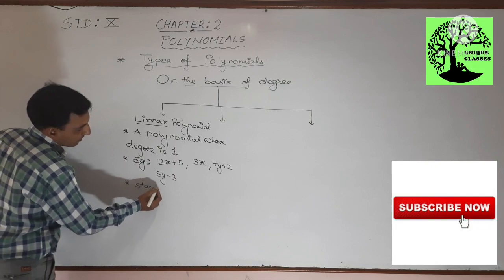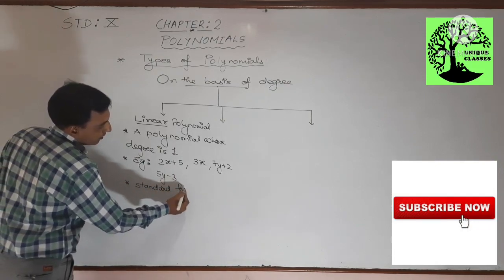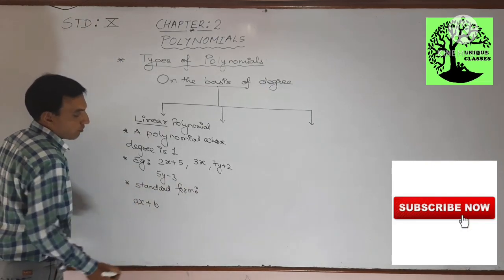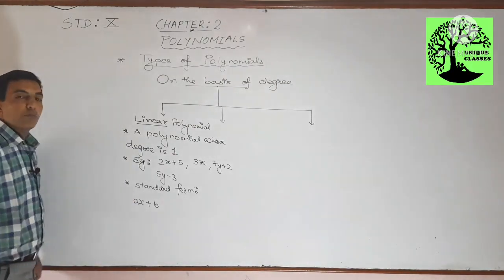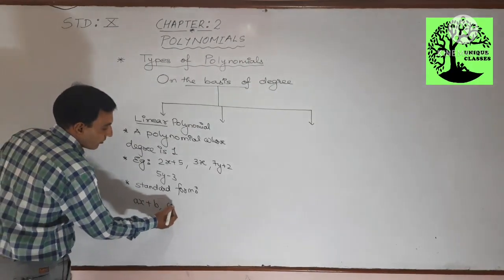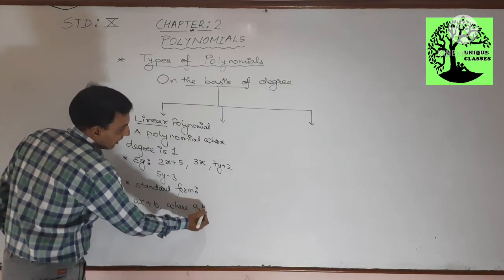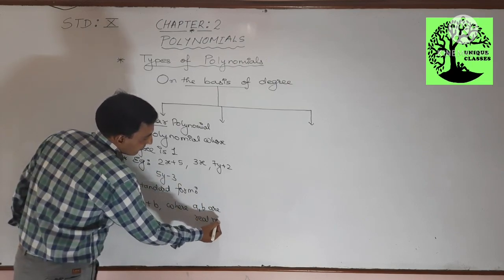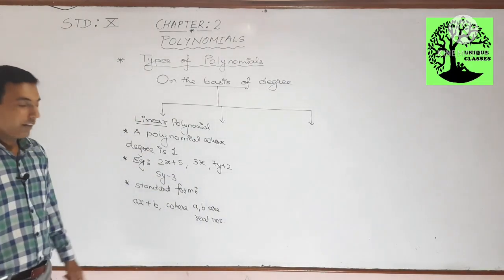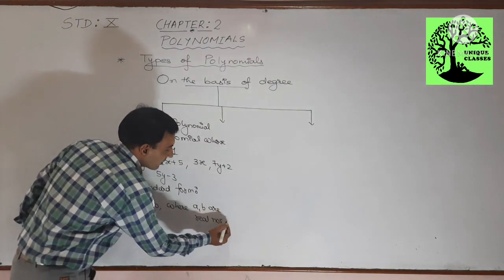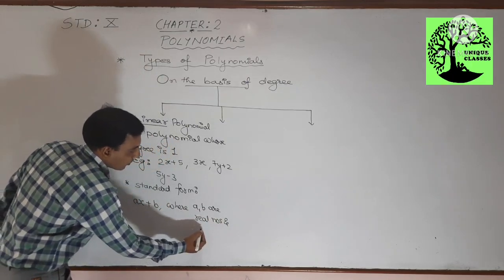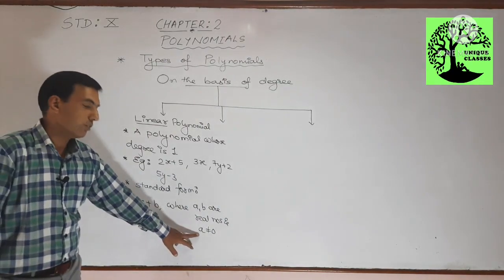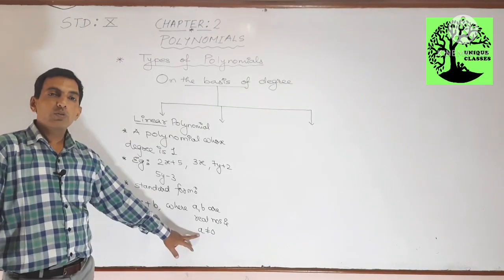So, standard form for linear polynomial is ax plus b, student. This is the standard form for linear polynomial, where a and b are real numbers. Yes, they are real numbers. A and b are real numbers, and another condition must also hold true, that is a should not be equal to 0. This condition must remain true. Why it should remain true?